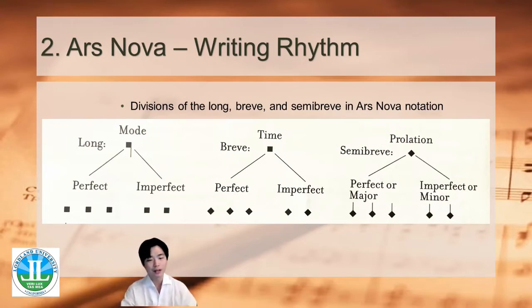In Ars Nova notation, units of time could be grouped in either twos or threes at several different levels of duration, allowing a much wider variety of rhythms to be written. The long, breve, and semibreve could each be divided into either two or three notes of the next smaller value, as shown in the picture. As you see, the division of the long was called mode, that of the breve, time, and that of the semibreve, prolation.